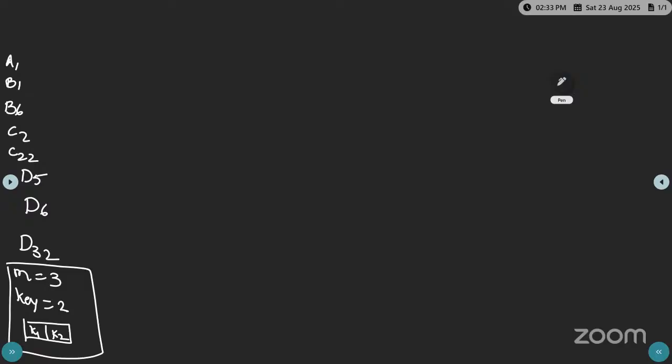Now tell me here. Order 3 means only 2 elements maximum it can accept in your node. Only maximum 2 elements it can accept. Try to practice by yourself.